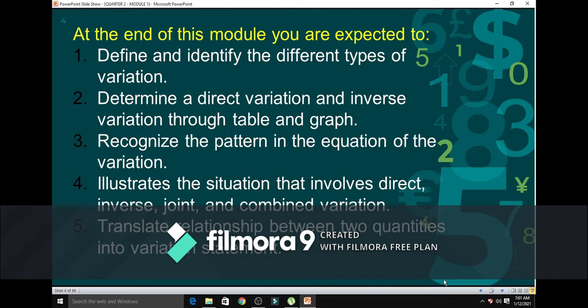Pangalawa, determine a direct variation and inverse variation through table and graph. Pangatlo, recognize the pattern in the equation of the variation. Pang-apat, illustrates the situation that involves direct, inverse, joint, and combined variation. So, yun yung apat na types of variation. And lastly, translate relationship between two quantities into variation statement.